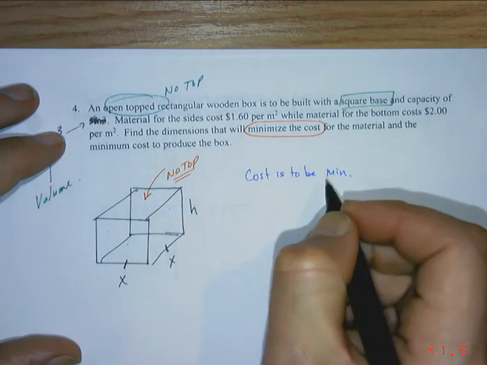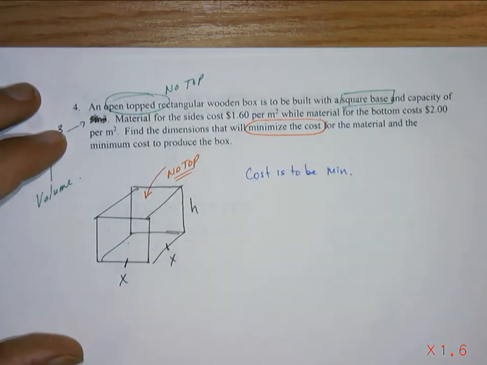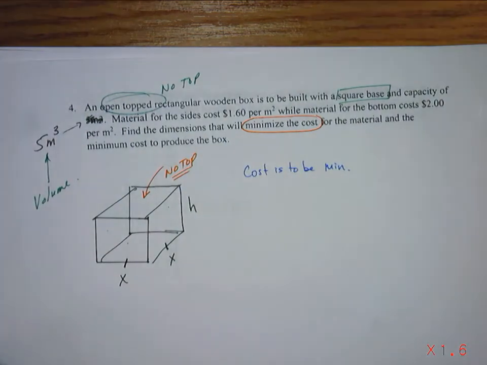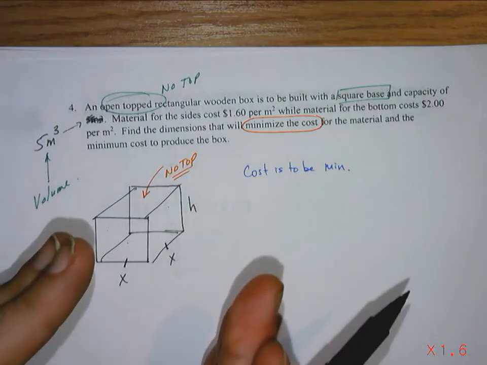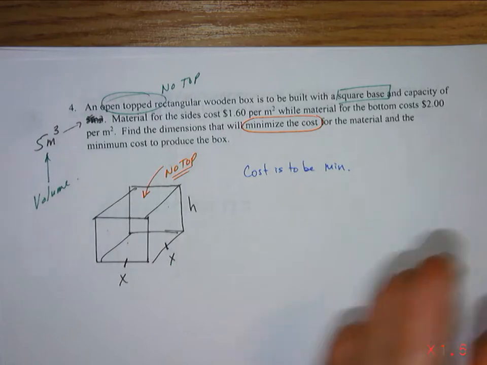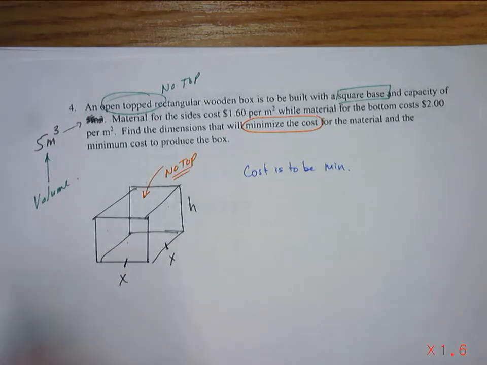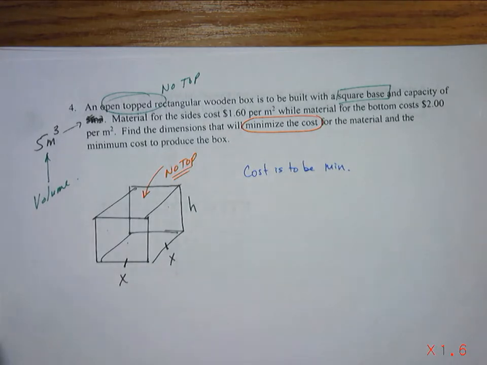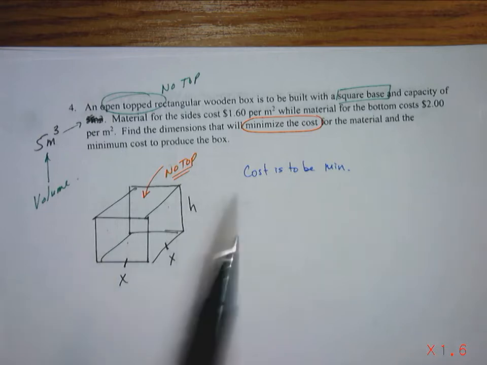Okay, so I need to minimize the cost. So I need a cost equation. So if all of the material costs the same, then minimizing the cost would be the same as minimizing the amount of material I use. Now think about that again. If all of the material costs the same, then if I use the smallest amount of material, that'll be the lowest cost to build it. But that's not the case here. The bottom costs more than the sides. So there's a little bit of manipulating that we can do here to get the lowest cost.